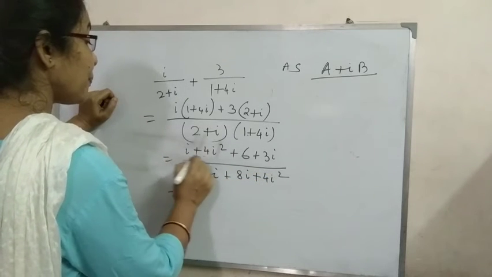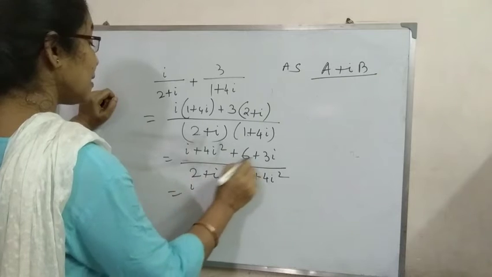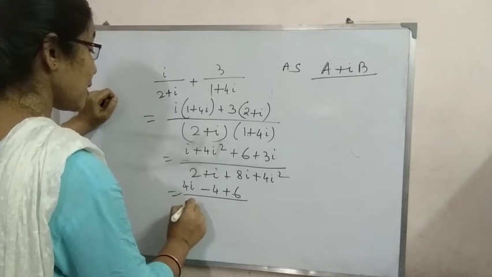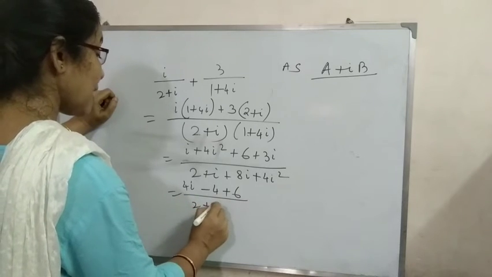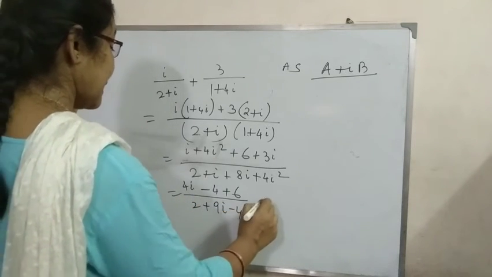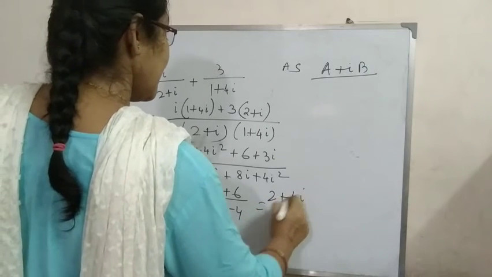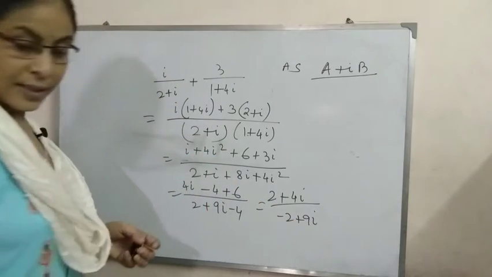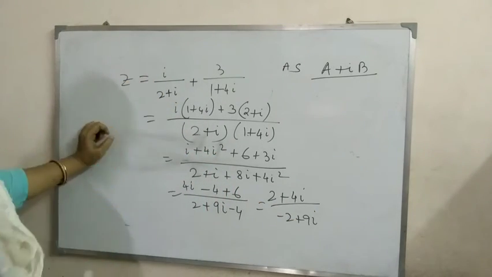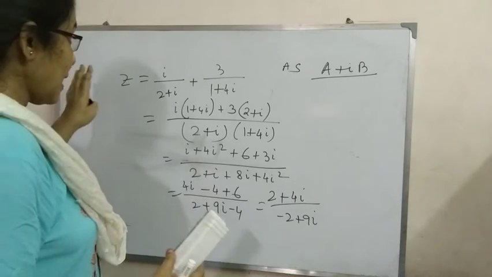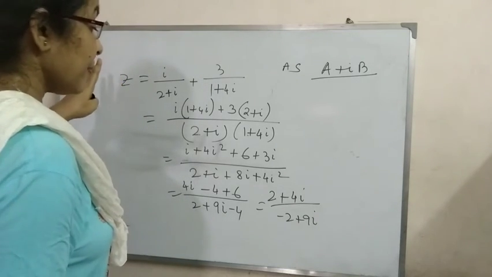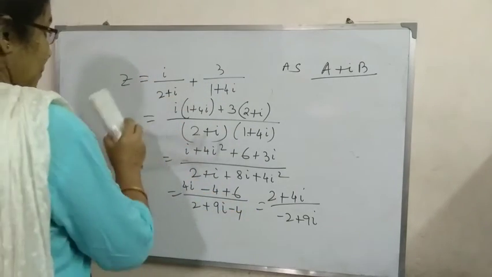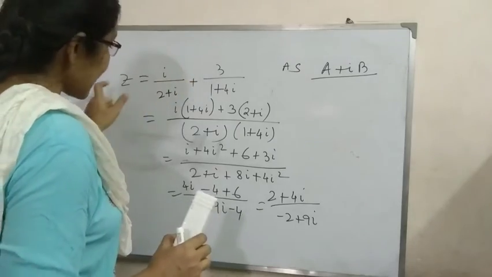This is equal to 4i minus 4 plus 6, since i square equals minus 1. This is equal to 2 plus 9i minus 4. That is equal to (2 plus 4i) by (minus 2 plus 9i). This is equal to z. This portion can be written in this way, z equals this and z equals this.